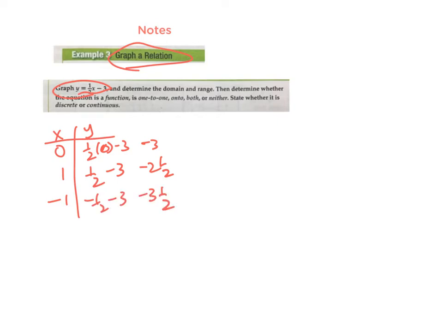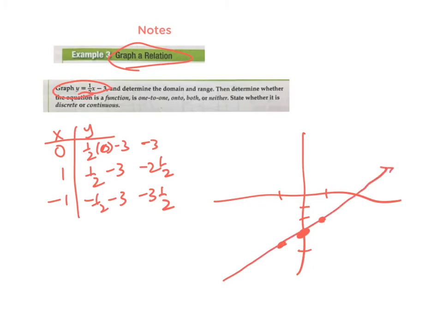Once I have 3 points, I can create a graph. So I'm going to go ahead and draw a graph out. 0, -3 is our first point. Our second point is 1, -2.5. So 1, -2.5 is somewhere right in here. And if I go to -1, I would go down to -3.5, which is right in between. You notice that they form a line. So we form a line, and the line is continuous because we can keep giving x values and y values.